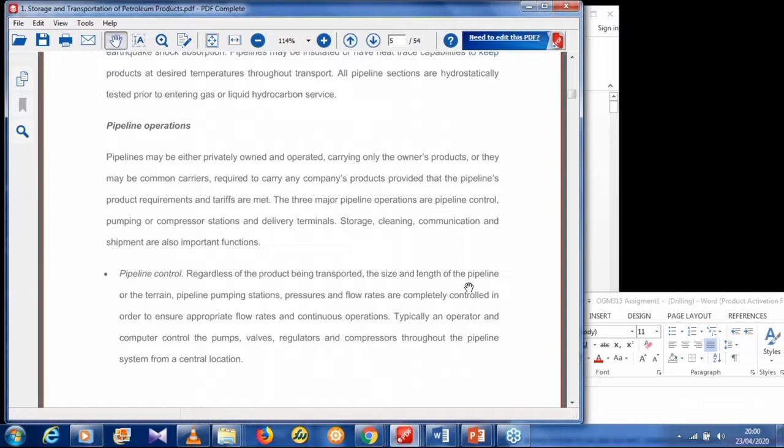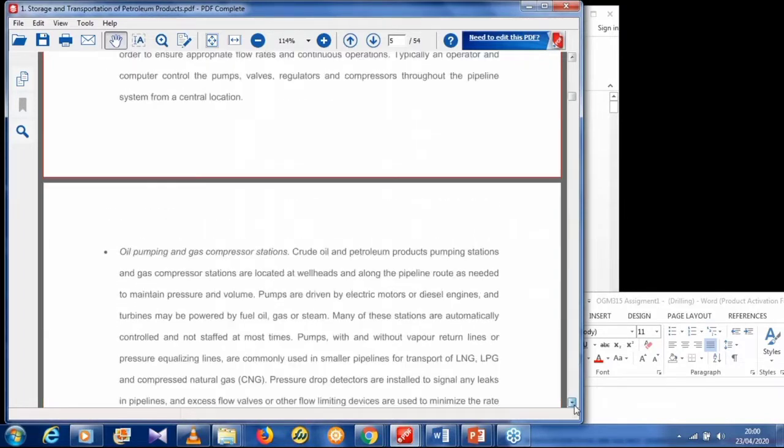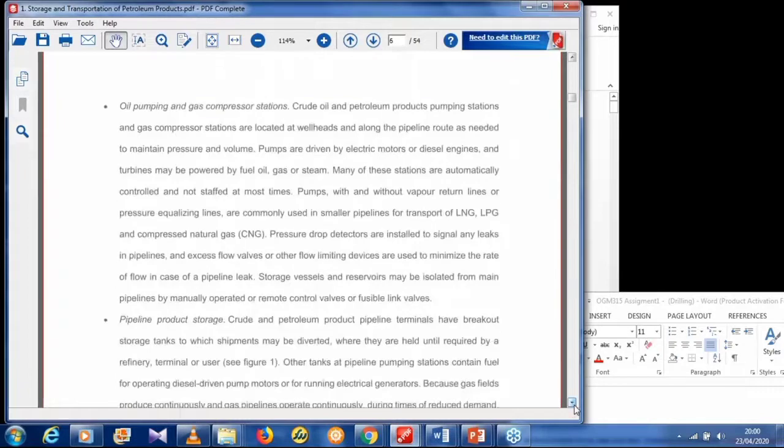Now there we'll be able to tell the flow rate, we'll be able to monitor. Some of these are computerized usually. In fact, most times they are computerized. We have software that is used in monitoring everything that happens within the pipeline or along the pipeline, from whatever location it is run. Then we have oil pumping.